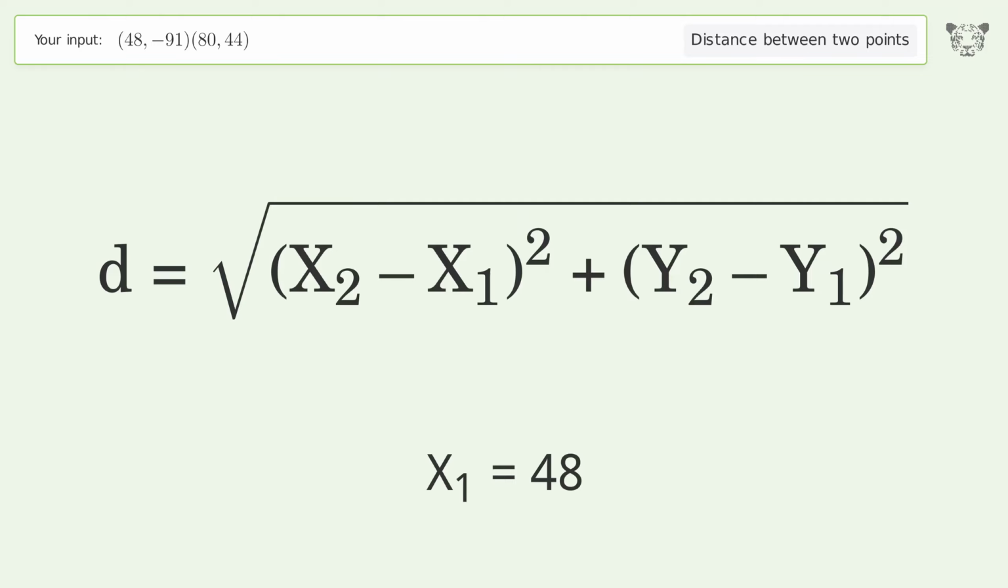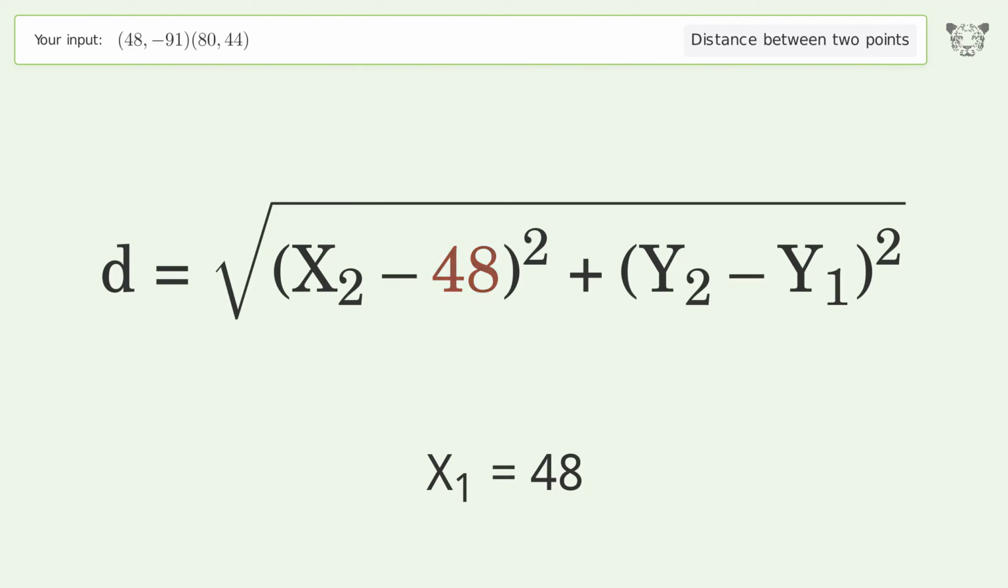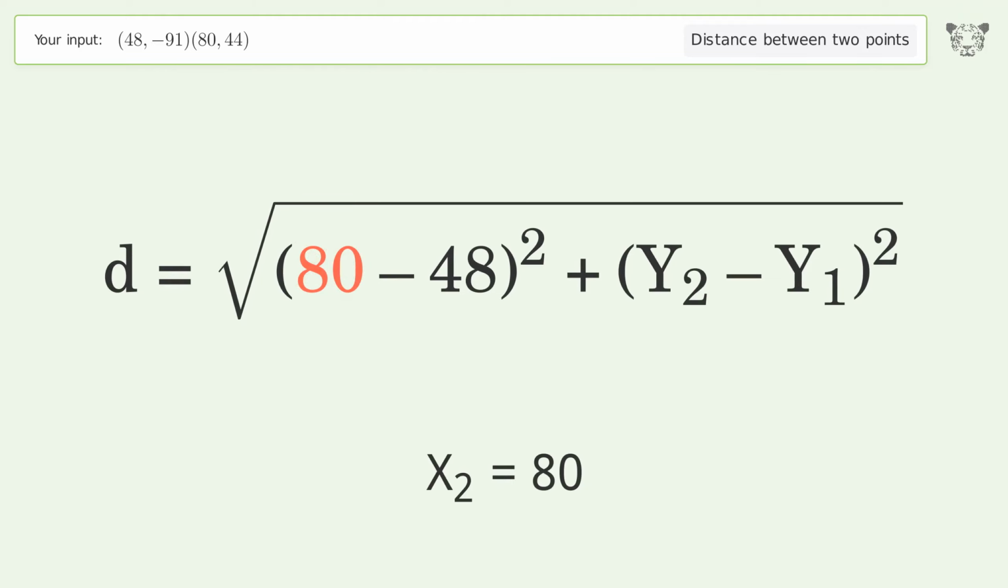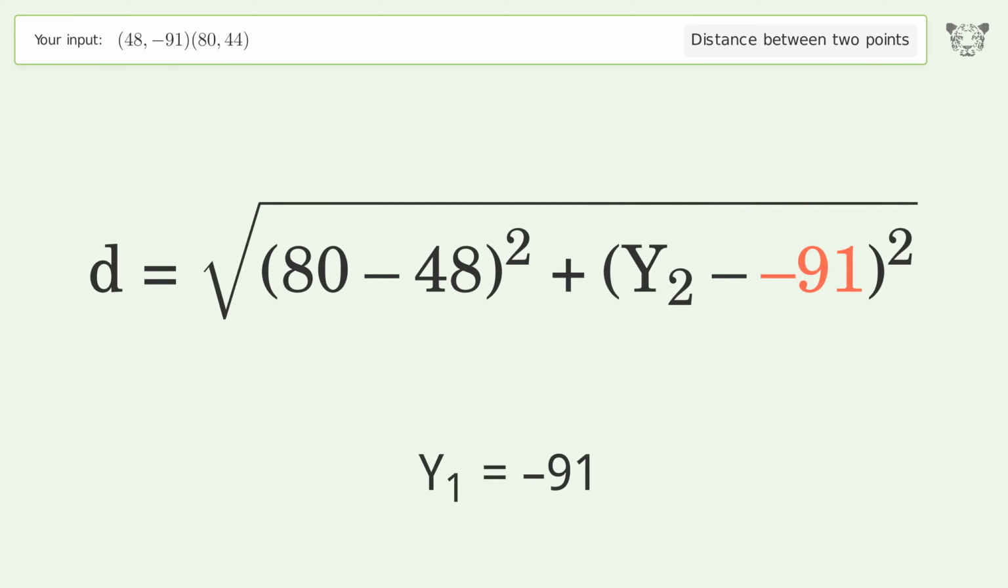x1 equals 48. x2 equals 80. y1 equals -91. y2 equals 44.